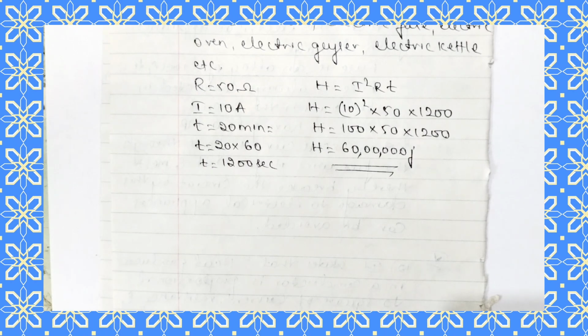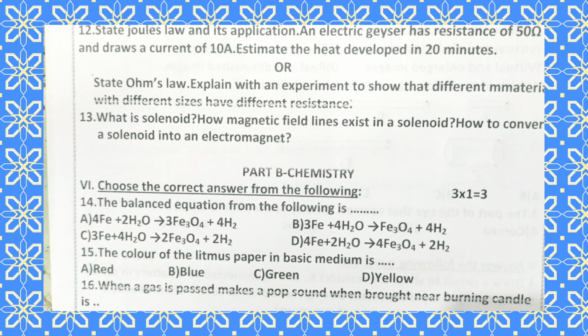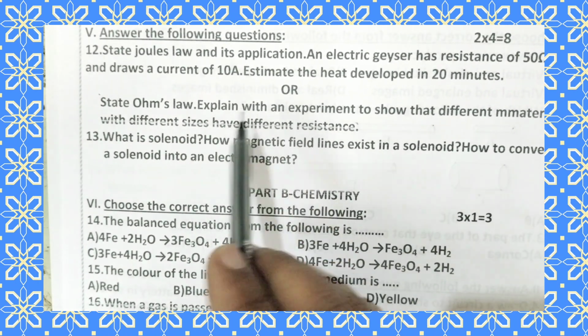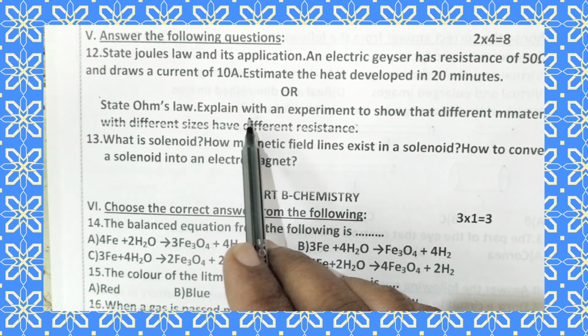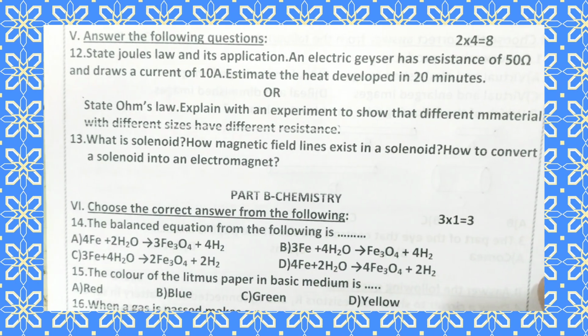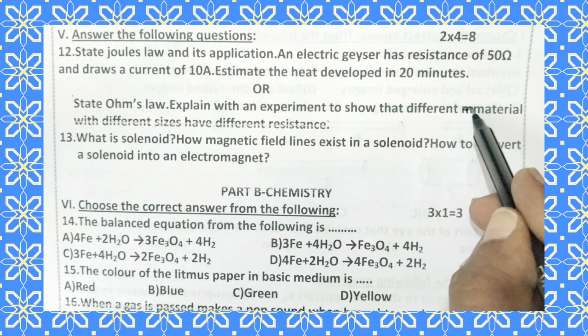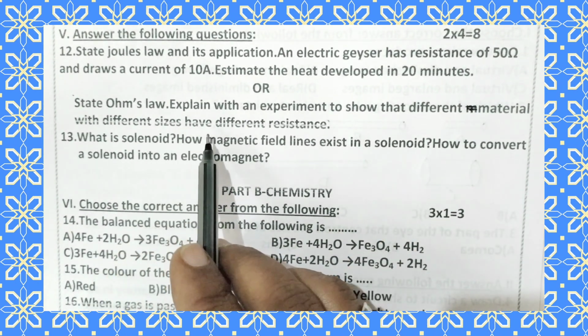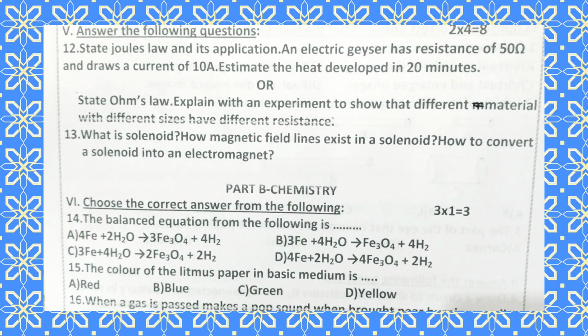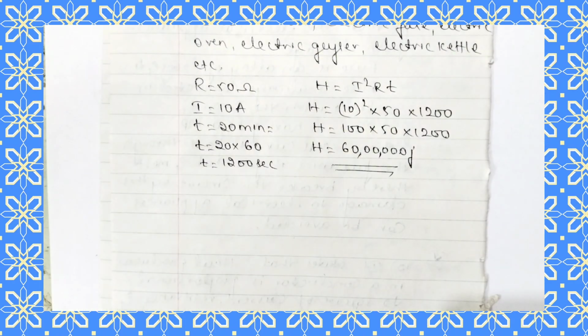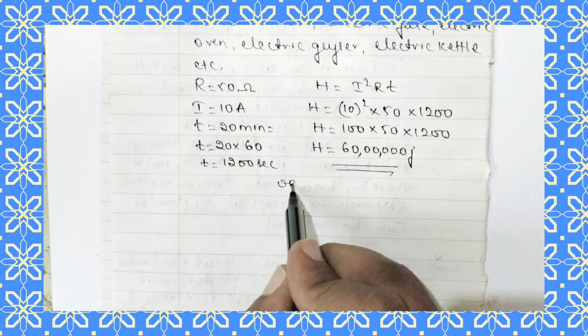So now let us move to the next question, in that one only internal choice question is there. State Ohm's law. Explain with an experiment to show that different material with different sizes will have different resistances. So let us solve this question now. This is the internal choice question.